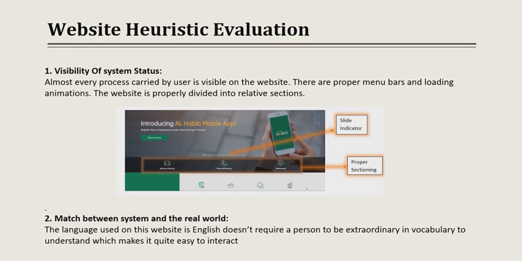Website heuristic evaluation. The first of all is the visibility of system status. Almost every process carried out by the user is visible on the website. As you can see, there are proper sectioning and slide indicators for the ads going through, and the user can see properly. So there is a good sense of visibility of system status, and there is a good match between system and the real world. The language used and all the icons you can easily understand.